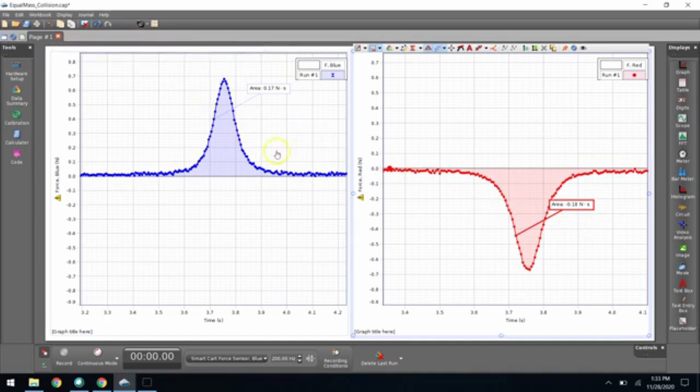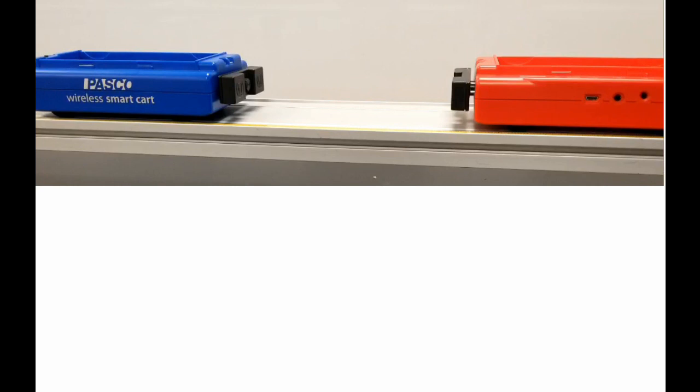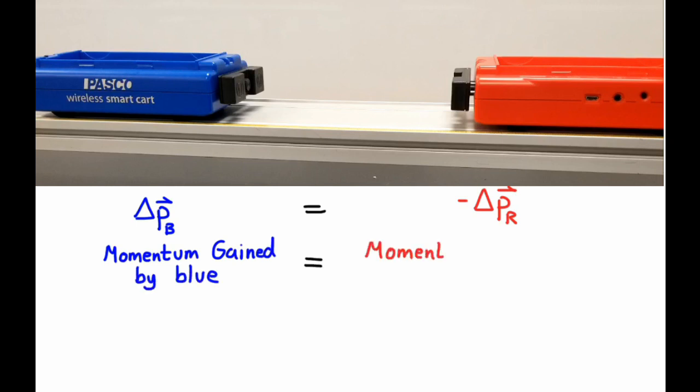The blue cart was pushed one way, the red cart was pushed the other way. So what that tells us is that Newton's third law holds true, and the impulses are equal and opposite just like the forces are. Okay, so doing a little bit of math. If we know that the impulse on the red cart is equal and opposite to the impulse on the blue cart, we can convert that to a general statement that whatever momentum the blue cart gained was caused by an equal loss in momentum of the red cart.